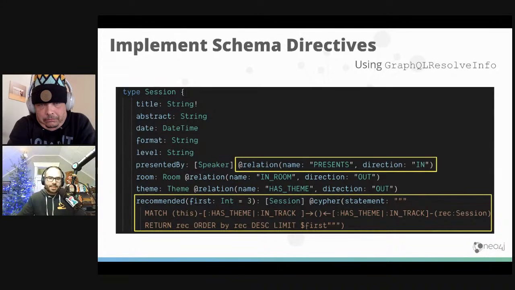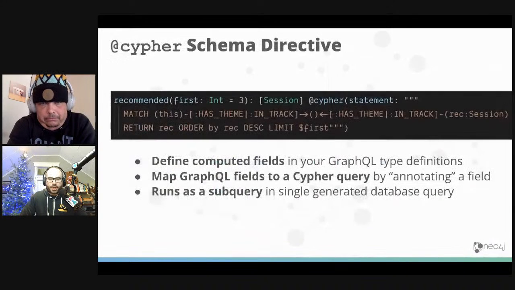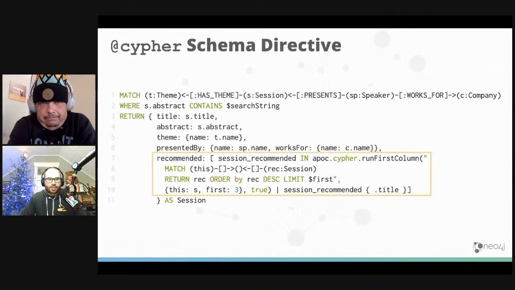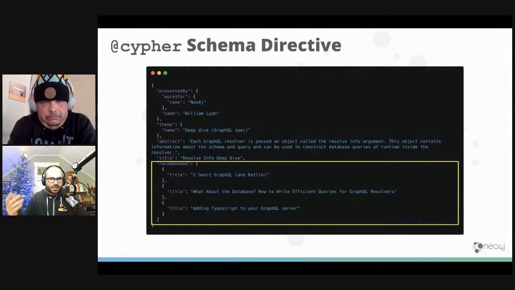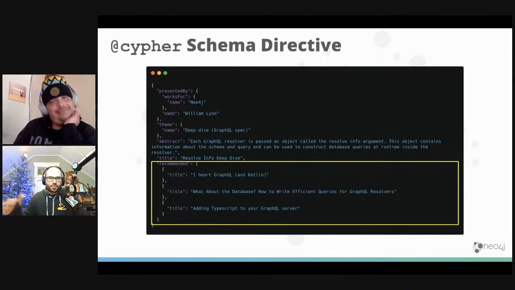We can also inspect which fields have these Cypher directives on them, so that when we are generating the query, we know to look for what is in the statement argument in the Cypher schema directive, and rather than try to fetch that field directly from the database, we basically just inject the user-defined Cypher query here as a subquery. So then that becomes part of the overall generated query. And this example was looking at, for a conference, recommended sessions. So similar to our business idea, if you're interested in this session, here are other sessions you might be interested in.